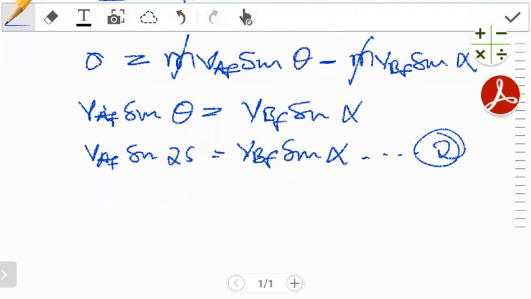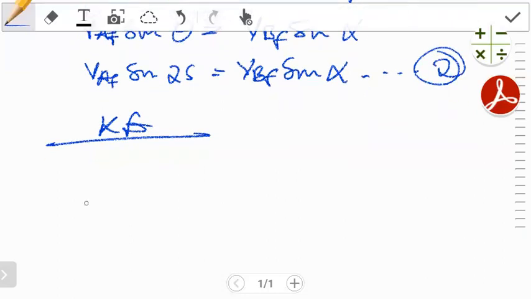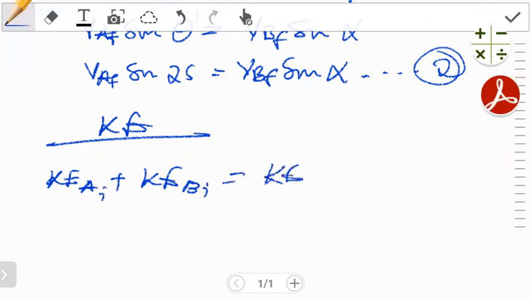So again, I said we needed 3 equations. We came up with the second one. Let's see if we can come up with the third. The type of collision that occurs is elastic, so that means kinetic energy is conserved. So the initial kinetic energy before collision must be equal to the final kinetic energy after collision. So it's the kinetic energy of A plus the kinetic energy of B before collision, which must be equal to the kinetic energy of A plus the kinetic energy of B after collision.